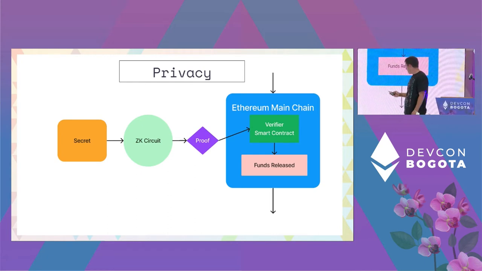What's important for both of these two is that you have off-chain and on-chain. On-chain is where the verifier and the proof gets posted. Off-chain is where the circuit and the proofs are.